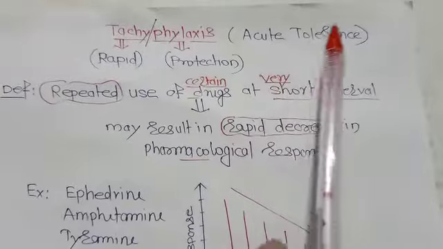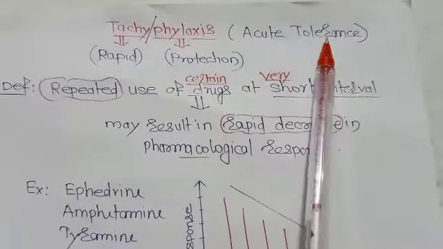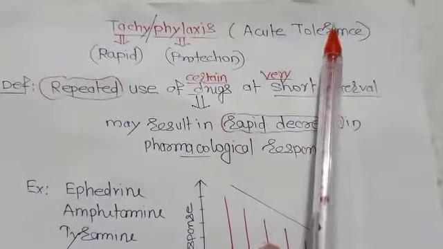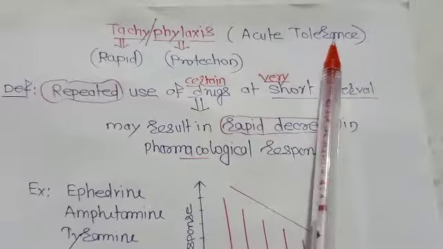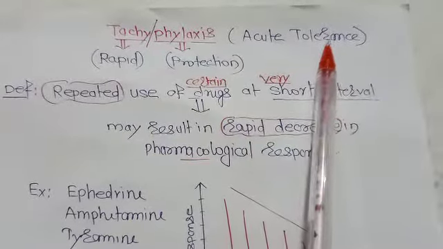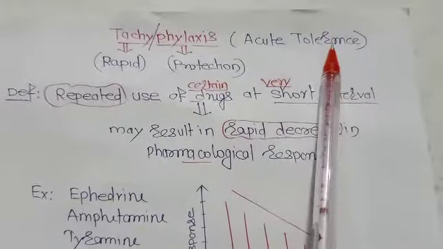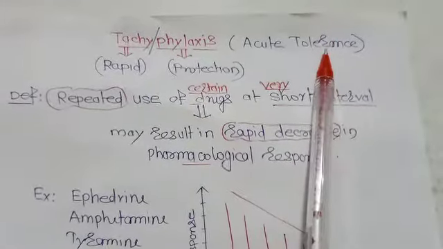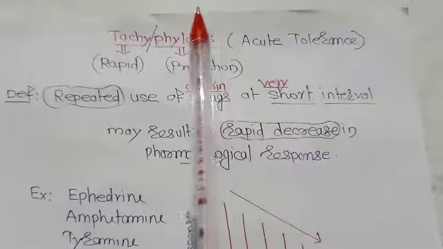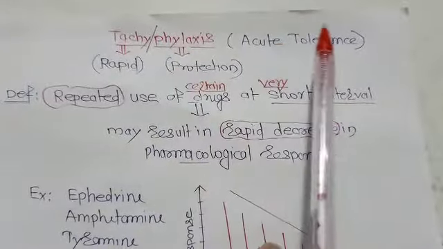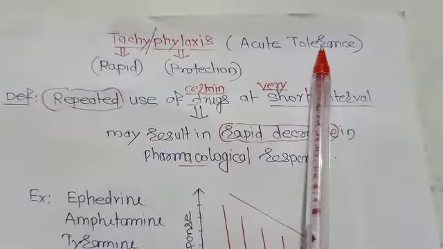We know the meaning of tolerance. Tolerance means the need of a larger dose of a drug to produce a given response. But acute tolerance or tachyphylaxis differs from that particular tolerance.